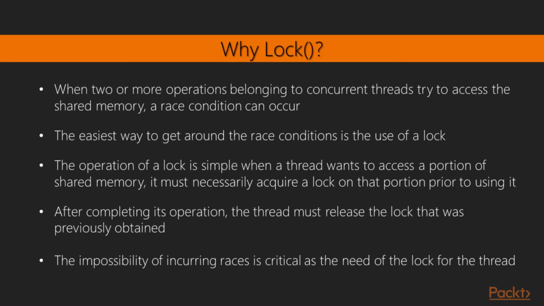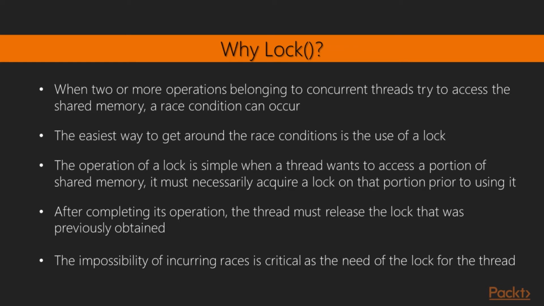When two or more operations belonging to concurrent threads try to access the shared memory and at least one of them has the power to change the state of the data without a proper synchronization mechanism, a race condition can occur, and it can produce invalid code execution, bugs, and unexpected behavior. The easiest way to get around the race condition is the use of a lock. The operation of a lock is simple.